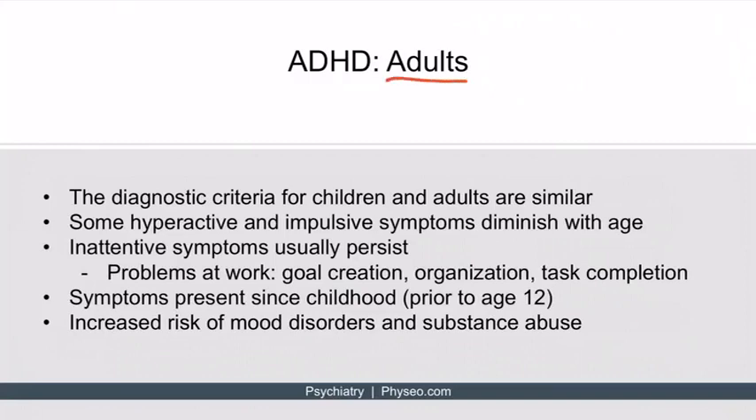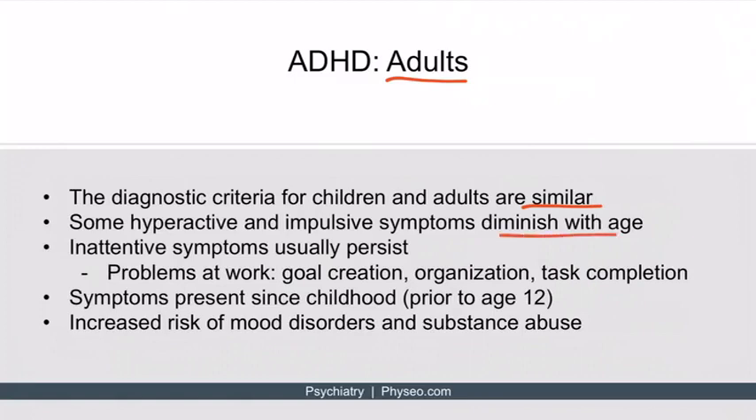First, it's important to know that the diagnostic criteria for children and adults are similar. So both adults and children have to experience multiple symptoms in 2 or more settings for a 6-month period that disrupts functionality. However, adolescents and adults over the age of 17 can be tricky to diagnose because some of the hyperactive and impulsive symptoms tend to diminish with age.